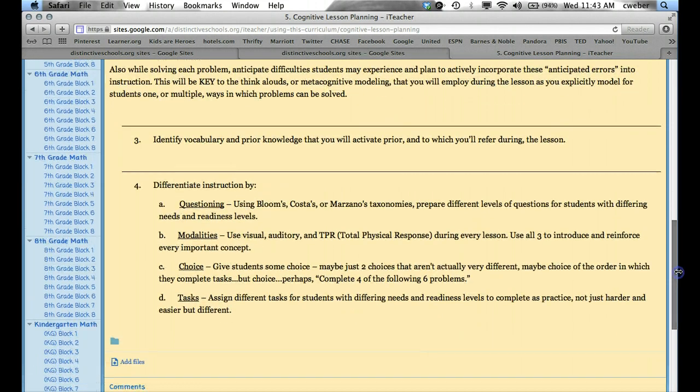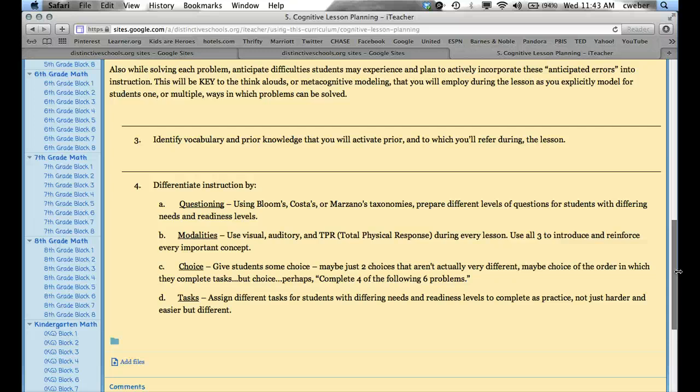Next, as we move on down, is to identify vocabulary and prior knowledge that you'll want to activate, that you'll want to tap into. It could be a real-world example. It could be what we did yesterday. It could be what we did last block or last year. But do, in the initial parts of the lesson, make those connections explicit. That's brain research 101.